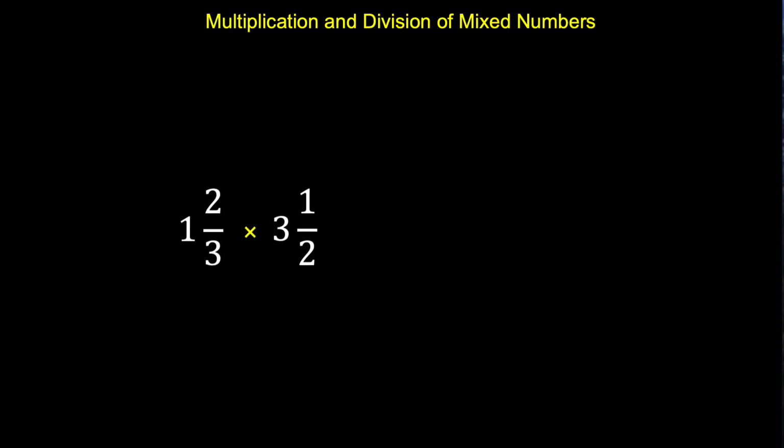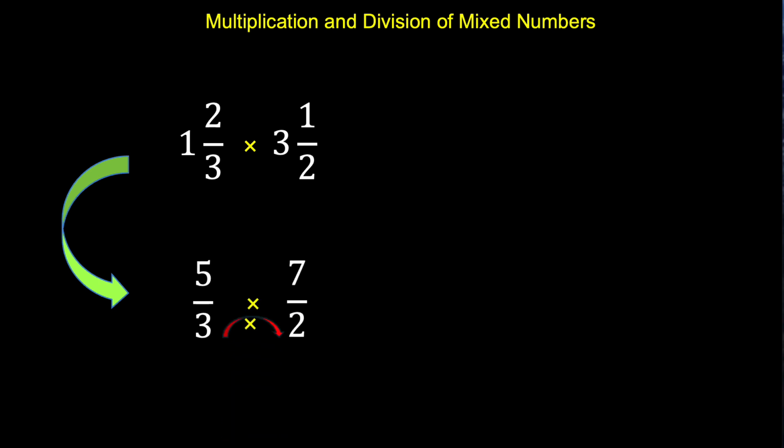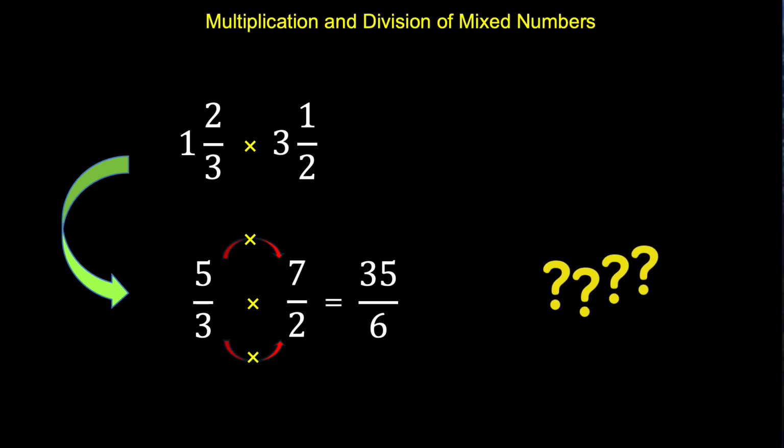To multiply two mixed numbers, first you need to convert them into improper fractions, then multiply the numerators and then the denominators together. But how do we convert a mixed number into an improper fraction?